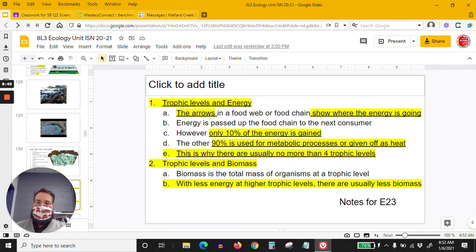Okay. Trophic levels and biomass. With less energy at higher trophic levels, there is usually less biomass. There's just not the energy for it. A hawk that eats a snake gets 10% of that snake's energy as profit, so it has to eat quite a few of them. And if there were 1 million hawks, there just wouldn't be enough snakes. So that's just the way it's designed, evolved, whatever you want to call it. That's the way it works.